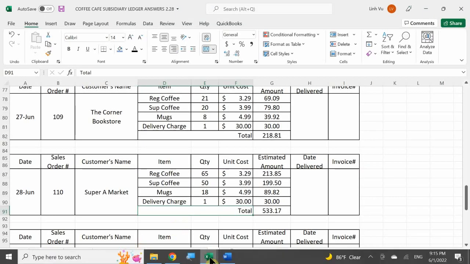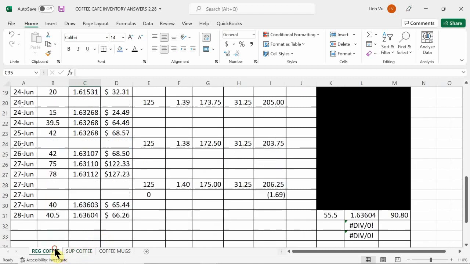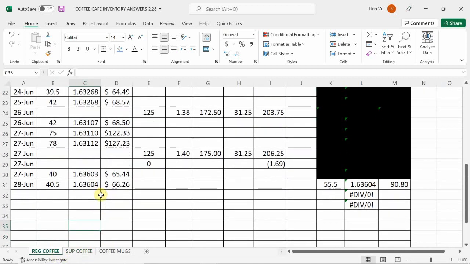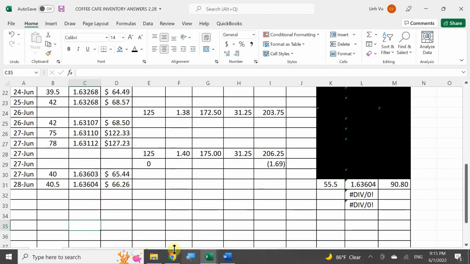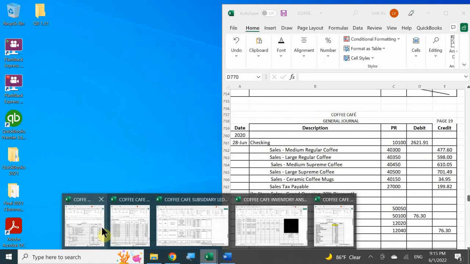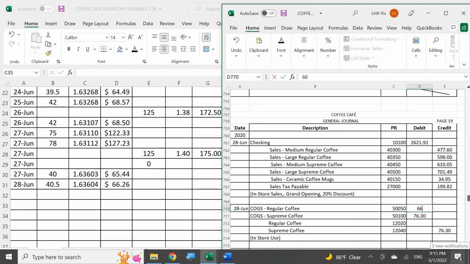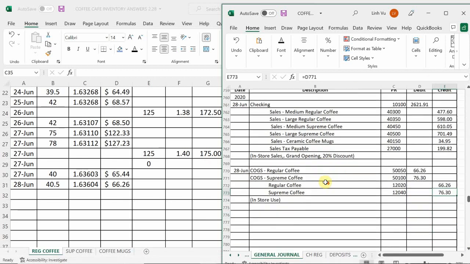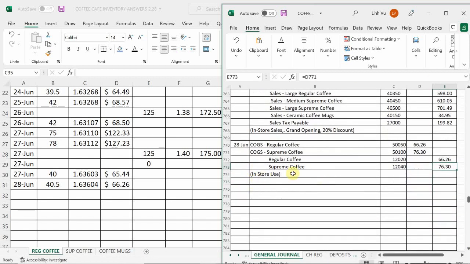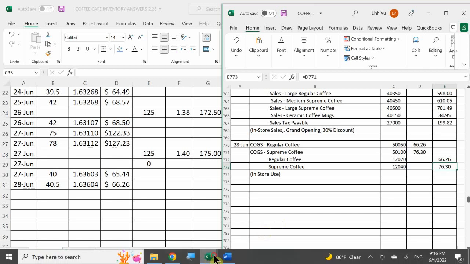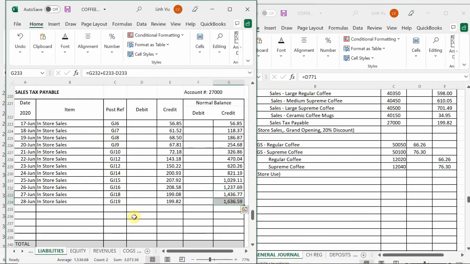for my regular coffee, we used a total of $66.26. Okay. So now I need to update my ledgers to get the numbers I need for this, right?